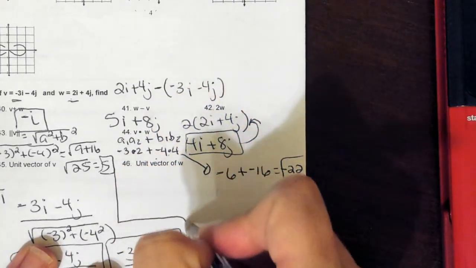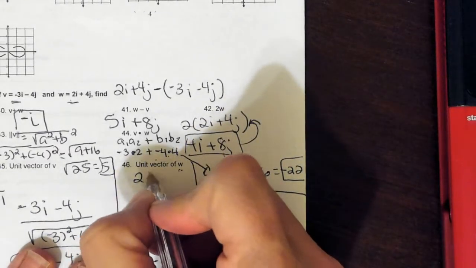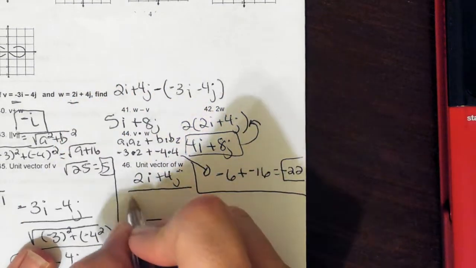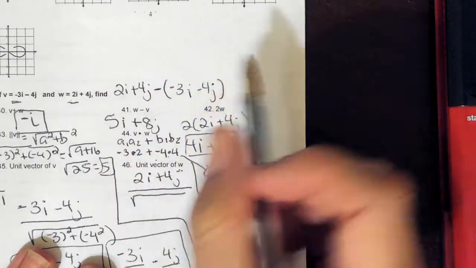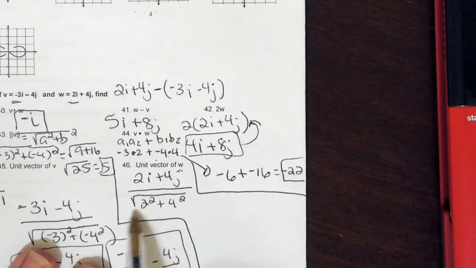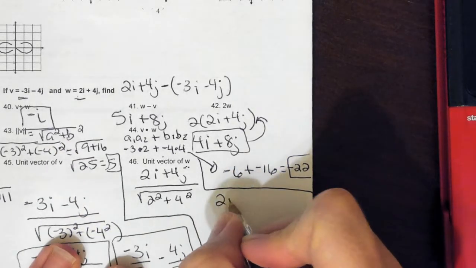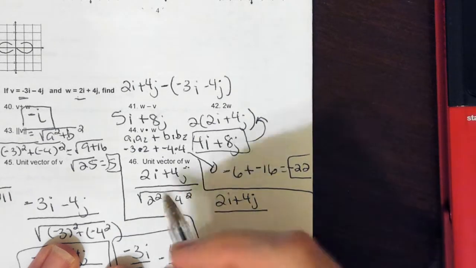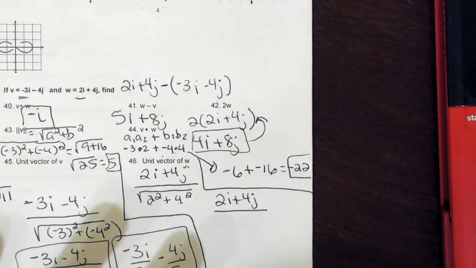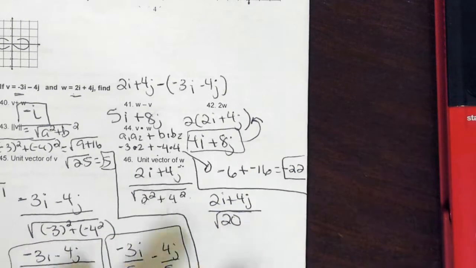46, you're going to do the exact same thing we just did. The first thing you're going to do is write down vector w. So 2i plus 4j divided by, we have to find the magnitude of this. So it's your a squared plus your b squared, and then square root it. So 2 squared plus 4 squared. Notice I didn't put parentheses this time like I did over here because they're both positive, so I don't really need to. So I have 2i plus 4j over 2 squared is 4, 4 squared is 16, and 16 plus 4 is 20. Then I have to remember to square root it.